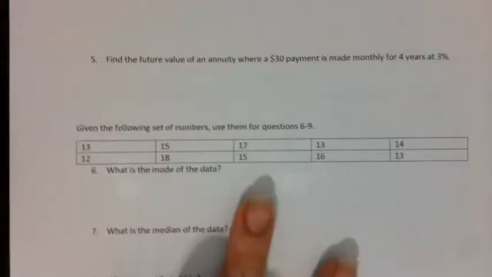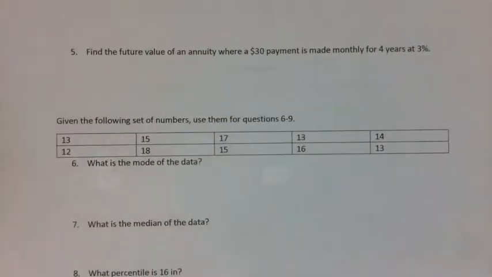Okay. This one wants me to find the future value of an annuity where a $30 payment is made for 4 years at 3%.